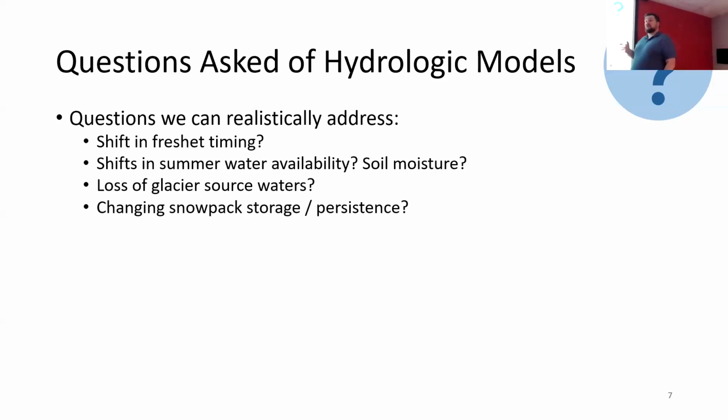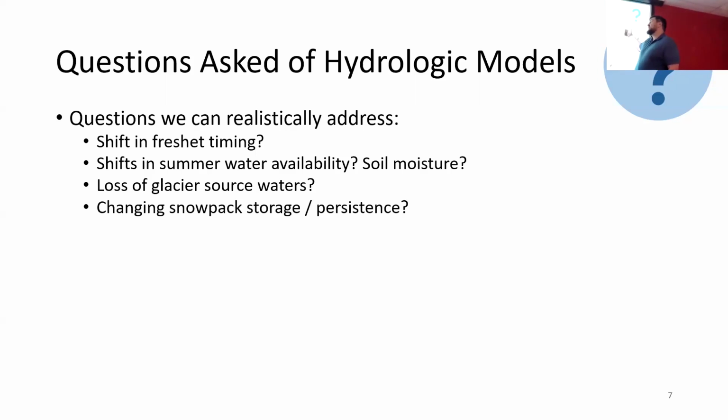Things that we can realistically address with this modeling chain are things like shifts in freshet time. And we've consistently seen in the literature that warmer climates are going to lead to earlier spring thaw, earlier melt. This is consistent. This is not as uncertain as things like the 100-year flood event.